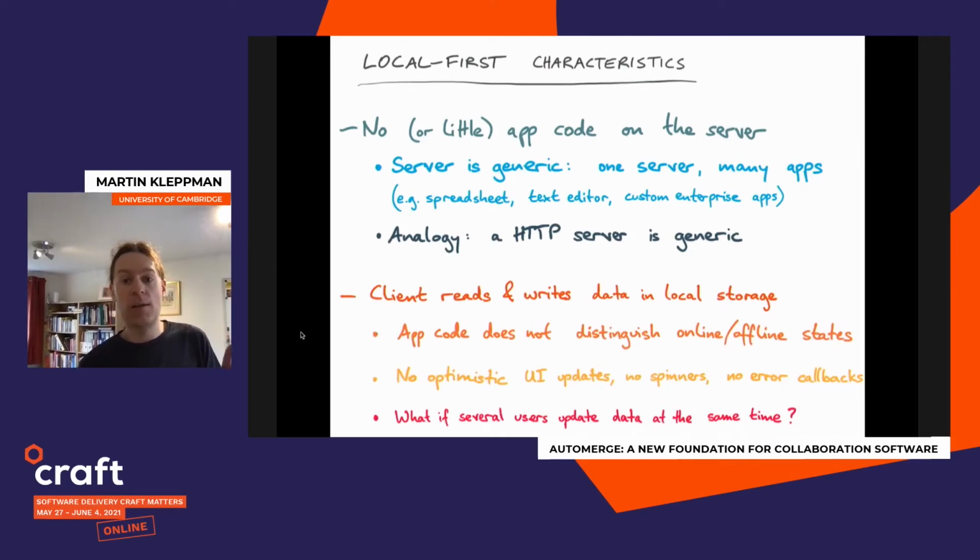On the client side, well, we've reduced the complexity a lot, as I said. We have no optimistic UI. We can just update the UI immediately. There are no spinners, no error callbacks to deal with, and so on. However, what it means is now you can have several users updating data independently from each other while they're both offline. And if the users are both offline, well, they'll only find out sometime later that somebody else also modified that data. And so that is now the key problem that we have to handle: what about several users updating data at the same time?